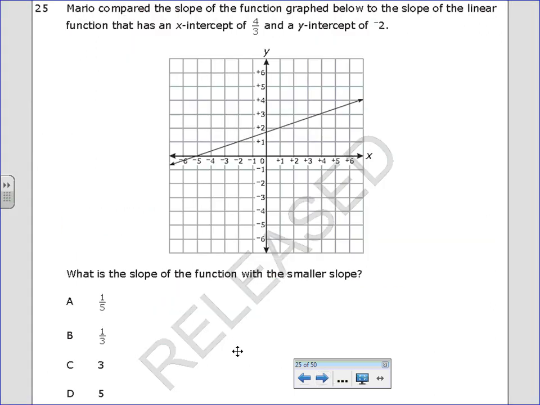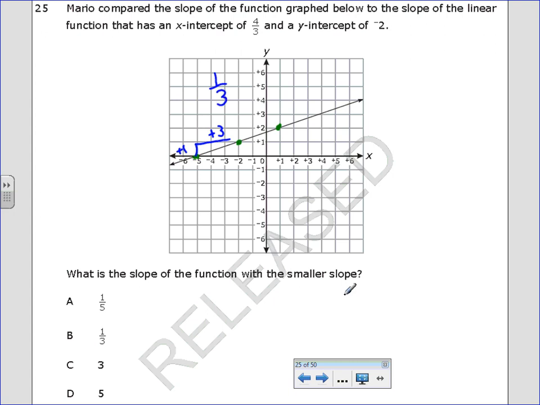Last one for this video. Mario compared the slopes of the function graph below to the slope of the linear function that has an x-intercept of 4/3 and a y-intercept of -2. What is the slope of the function with the smaller slope? Okay. Well, first off, let's find the slope of this one. I'm trying to find where it goes to a corner, and that is located right here, right here, right here. So what am I doing to get to that? Up 1 and over 3. So I know that this has a slope of 1/3.